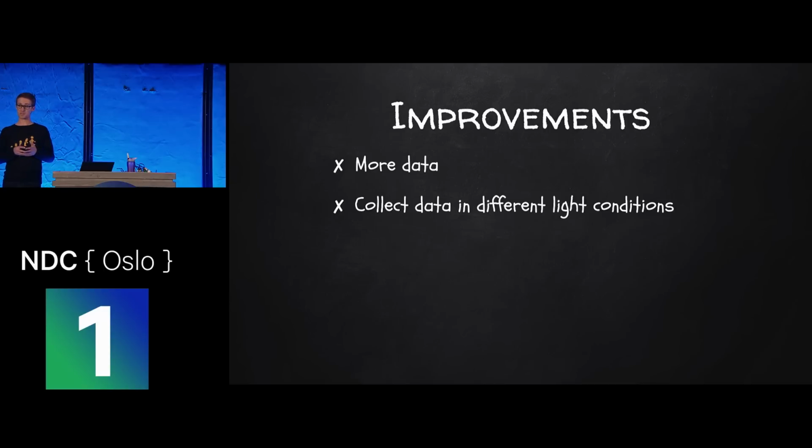Also, we could maybe collect data in different light conditions. Maybe we could even add a light sensor to the car and use the value from the light sensor as a feature. Maybe that would make the car steer better in different light conditions.